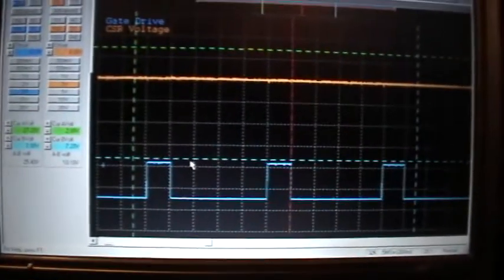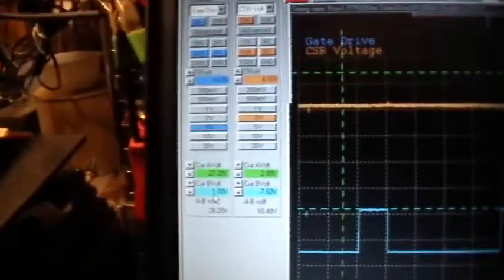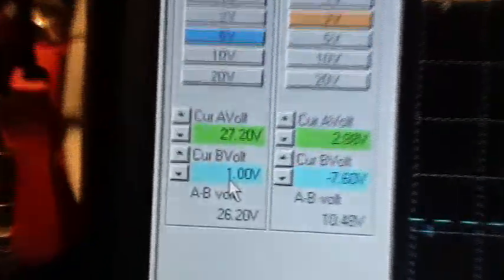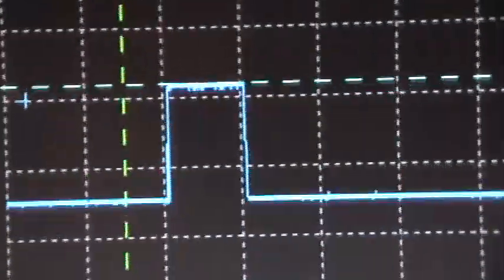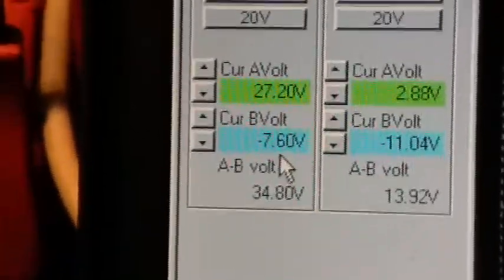Drag this cursor down until it just hits that peak right there. And then you read it over here. We're at plus 1 volt. Is that showing up? Plus 1 volt on that top there. 1.00 volts. Right? And then you take and drag the cursor down to the minus excursion, and then you read the cursor over here, minus 7.6 volts.